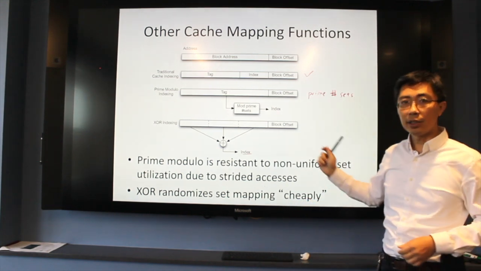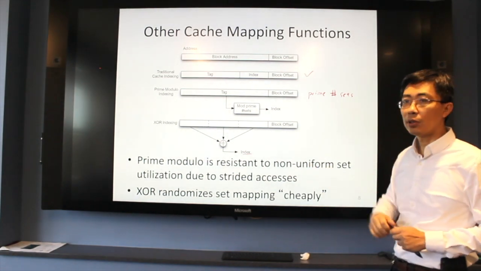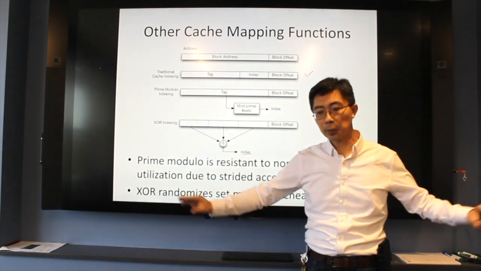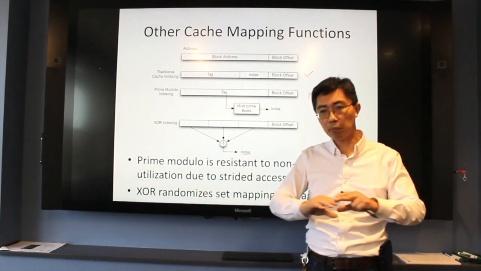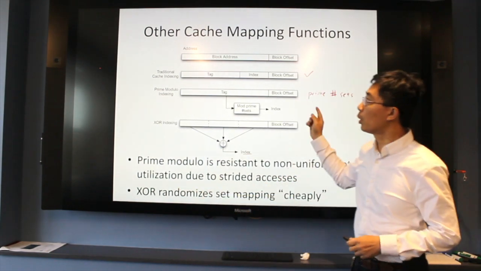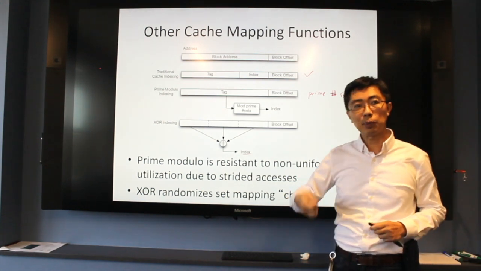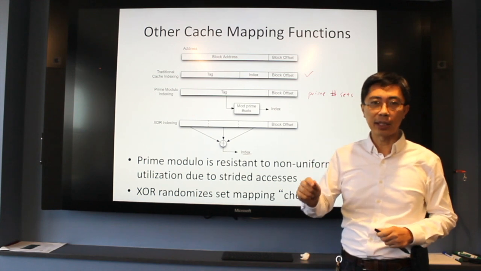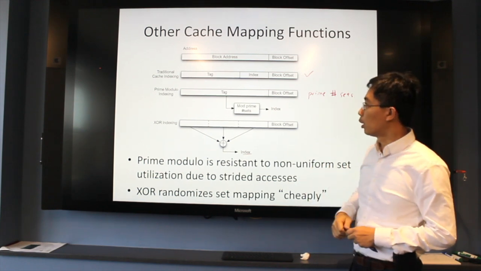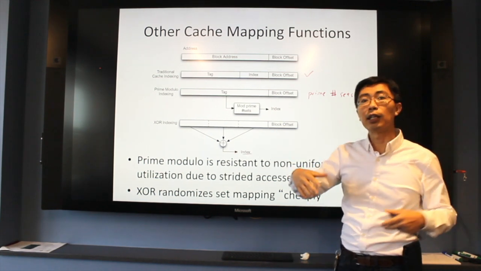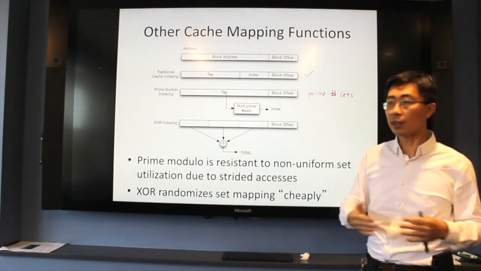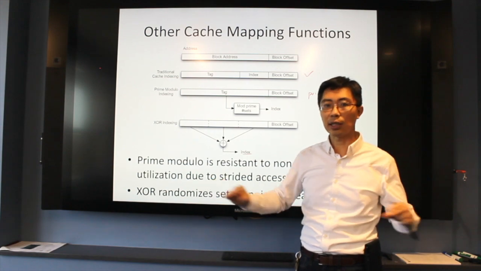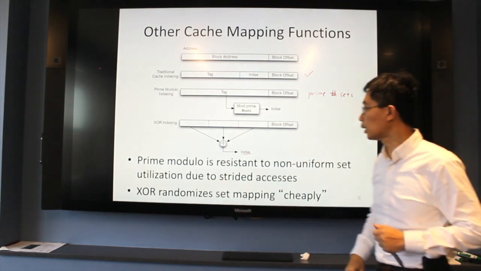Research has shown prime modulo indexing performs the best in terms of spreading around the addresses mapping to the sets. However, computing a modulus with a prime requires some extra hardware overhead. XOR indexing gives something in the middle. It's simpler to calculate, but it also spreads around accesses.